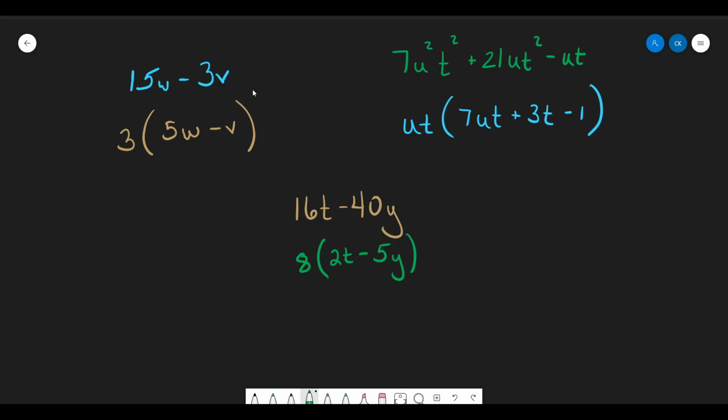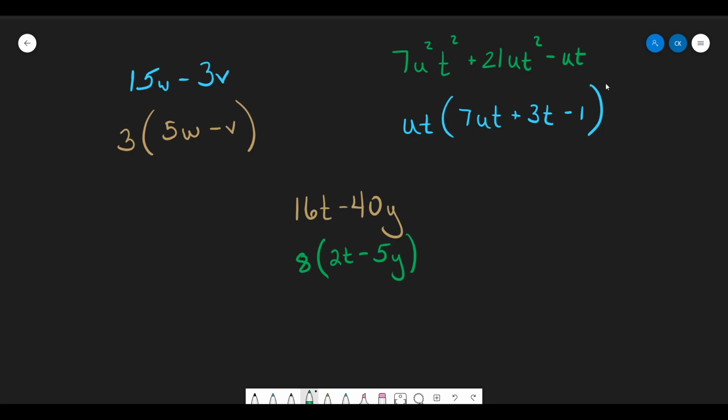So then I take each of my terms, divide it by 3. 15w divided by 3, 15 divided by 3 is 5, w divided by nothing is just w. 3 divided by 3 is 1. I don't have to put the 1 coefficient. V over nothing is just v.